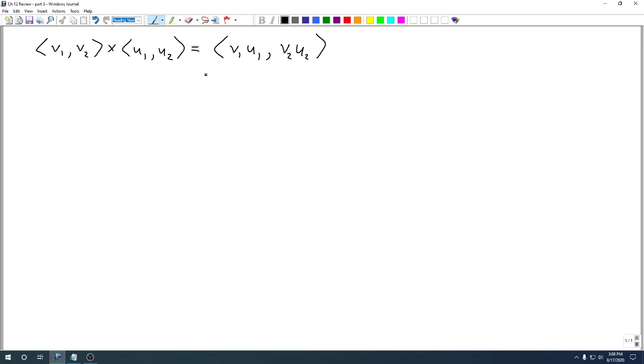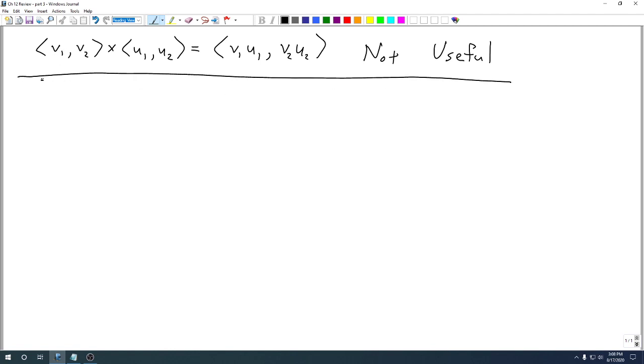Instead, maybe I'll write over here, this is not useful. Instead, we're going to define what we call the dot product. This will take two vectors and multiply them together, and instead of getting another vector, we're going to get a scalar. So two vectors are going to multiply to get a number.